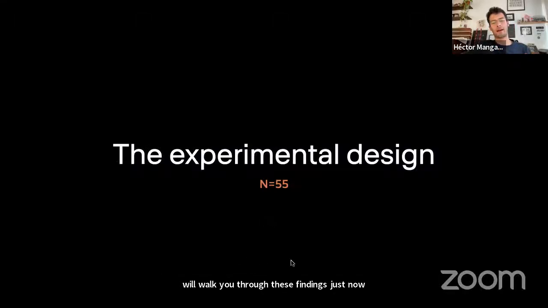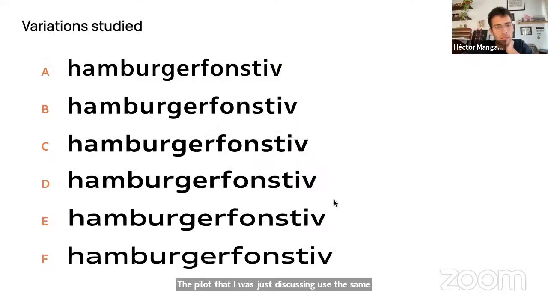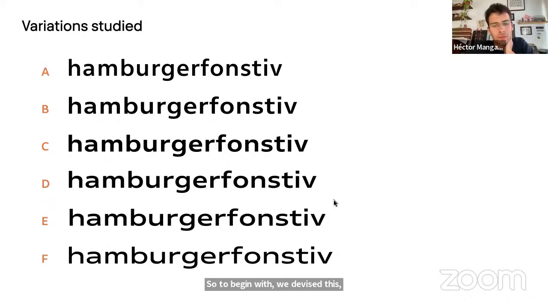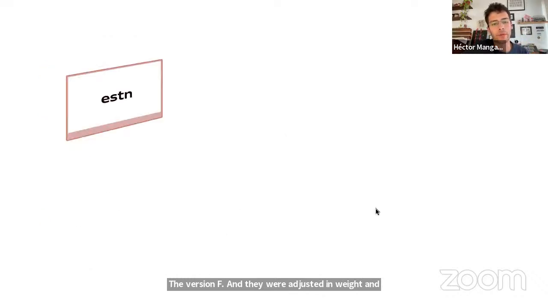So I'll tell you first how we measured the readability of these letters, because it wasn't just about asking people which one of these versions they read best. It was very important that we accurately measured it in a replicable way that we could repeat. The pilot that I was just discussing used the same methods as the full experiment that I will walk you through now. So to begin with, we devised these stimuli, these different variations of Z that ranged from narrower, version A, to very wide, version F. And they were adjusted in weight and spacing to adjust for the difference in width.